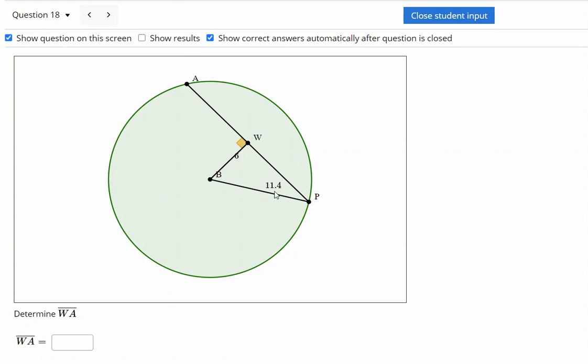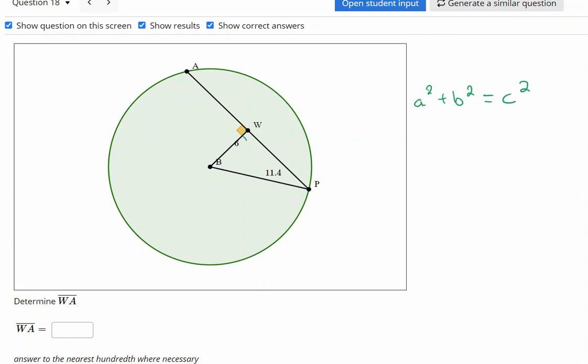Oh, and this 11.4, guys, would be the hypotenuse here. It's not this length. The 11.4 would be this length. Kind of showed up a little strange there. All right, for you guys at home.